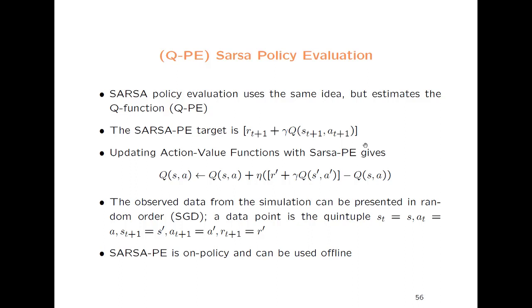Again, we can use a random order of presenting this data, where a data point consists of the quintuple: the state at t, the action at t, the return at t plus 1, the state at t plus 1, and the action performed at t plus 1. So SARSA policy evaluation is on policy. So you have to get the data from the policy you want to evaluate, but it can be used offline again as TD0 as well.